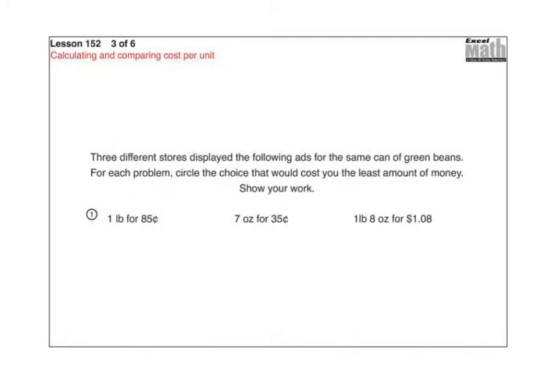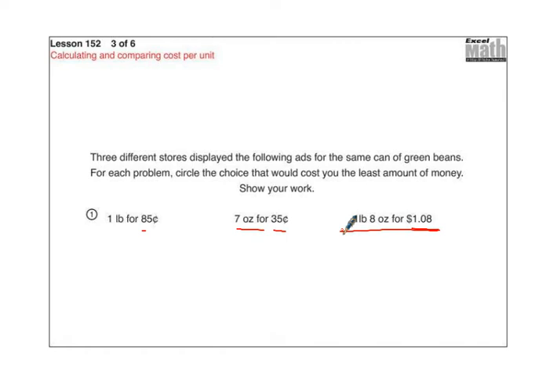All right, the 3 different stores display the following ads for the same can of green beans. For each problem, circle the choice that would cost you the least amount of money. Show your work. As usual, we show our work. So 1 pound for 85 cents. We've got 7 ounces for 35 cents, and 1 pound 8 ounces for $1.08. We have to figure out what the per ounce price is on these.